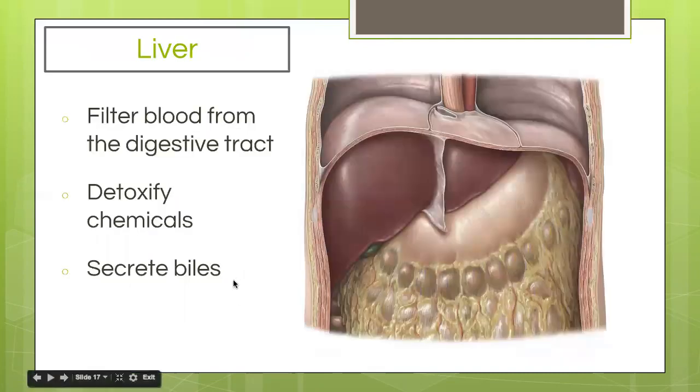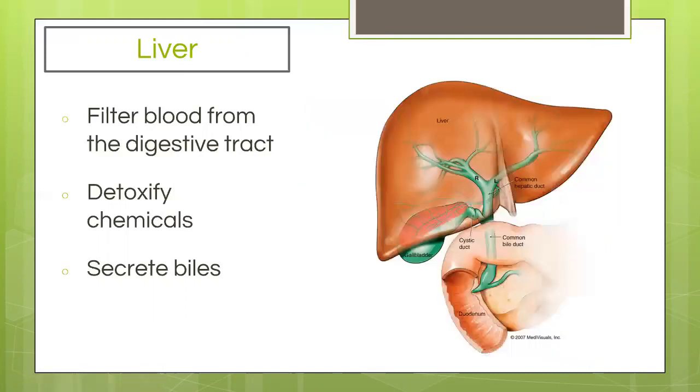So here is where your liver anatomically sits. It sits on the upper right side of your abdominal cavity. And it is in charge of filtering the blood from the digestive tract, and it detoxifies all the chemicals that we ingest, and then also secretes bile. And you can see all the tubes where the bile comes from the liver. It could go into the gallbladder, and then from the gallbladder and the liver, it can go down through the common bile duct.